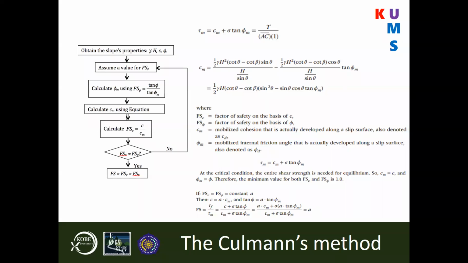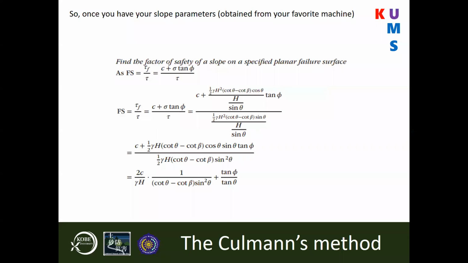So it's 7:25 already, so I'm not going to explain in detail those equations. Look at them carefully to understand how they bring those different elements together, and how by dividing, only considering phi, only considering C, you can then get your different elements together. So once you have your slope parameters obtained from your favorite machine, this is the whole equation to get your Fs.